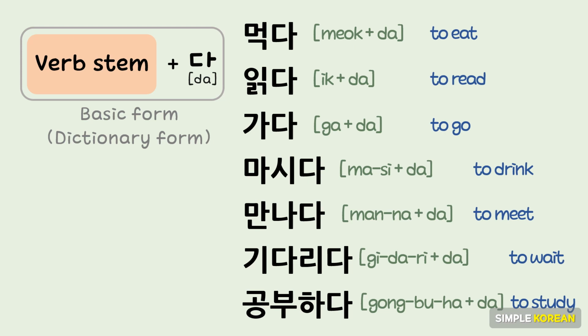먹다, to eat. 읽다, to read. 가다, to go. 마시다, to drink. 만나다, to meet. 기다리다, to wait. 공부하다, to study. In these verbs, 먹, 읽, 가, 마시, 만나, 기다리, 공부하 are the verb stems.